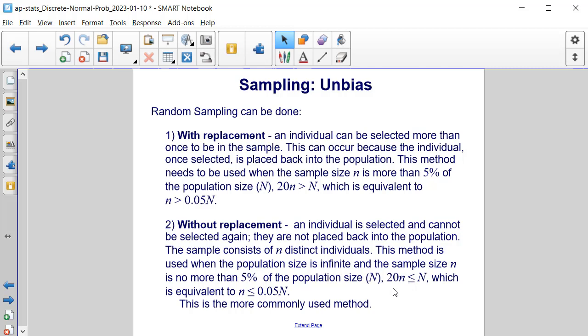In other words, 20 times the sample size must be less than or equal to the population size, which is equivalent to the sample size being less than or equal to 5% or 5/100ths of the population size. And the without replacement is the most commonly used method.